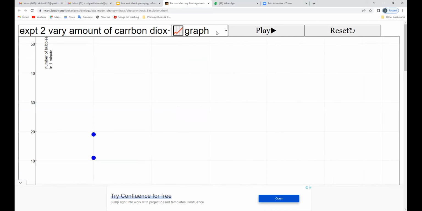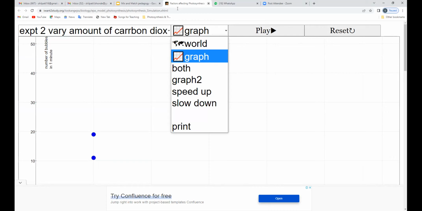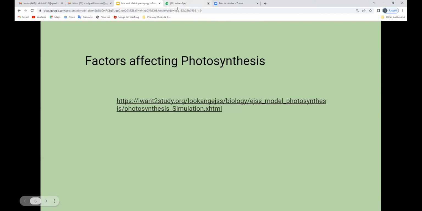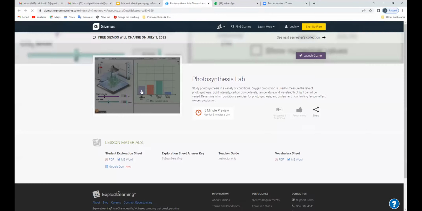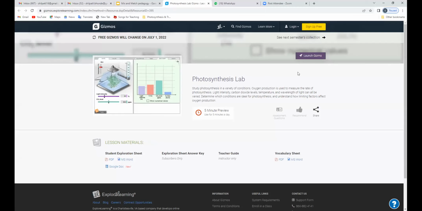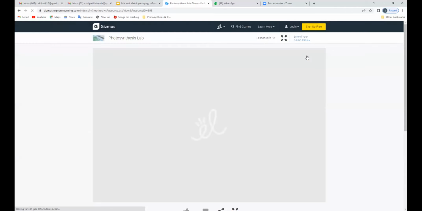So this is only the graph, which we have seen. There is one more simulation, but students can use this only for 5 minutes. This is also a very interesting simulation. Again, it shows which factors are controlling the reaction of photosynthesis. Here the timer comes.